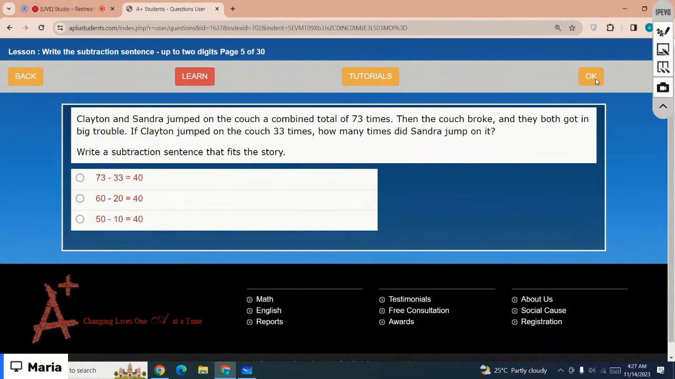Clayton and Sandra jumped on the couch a combined total of 73 times. Then the couch broke. They both got in big trouble. If Clayton jumped on the couch 33 times, how many times did Sandra jump on it? So which is the correct option?